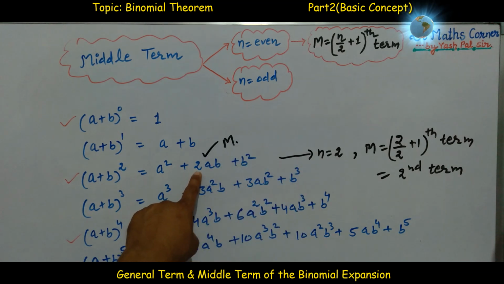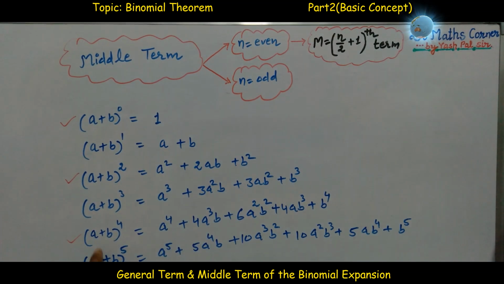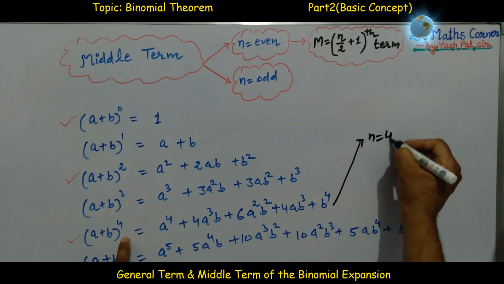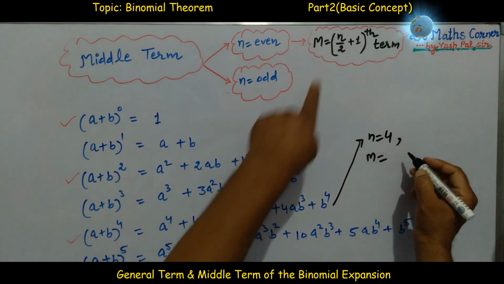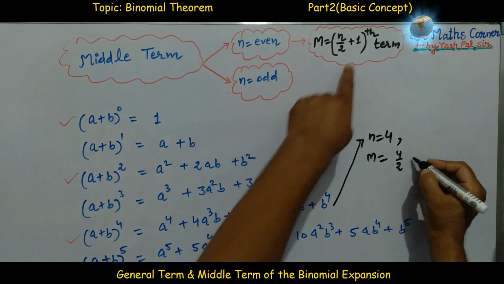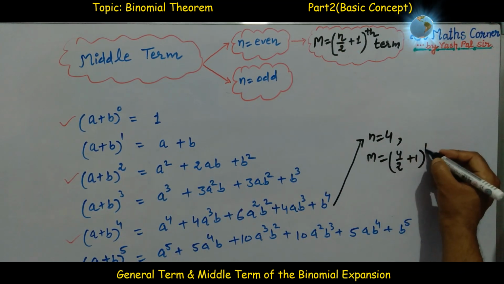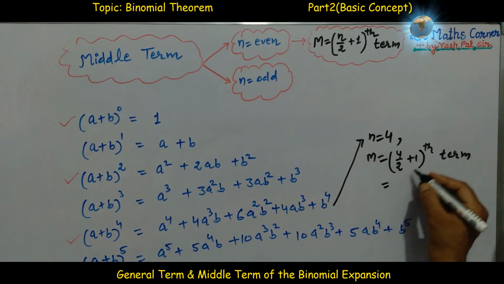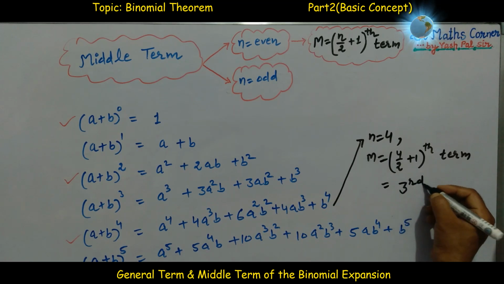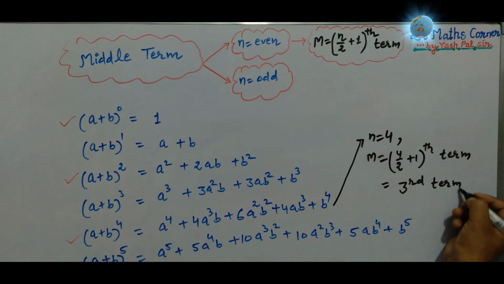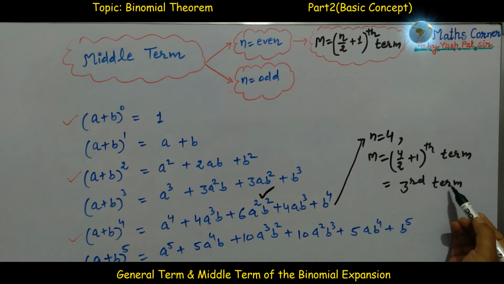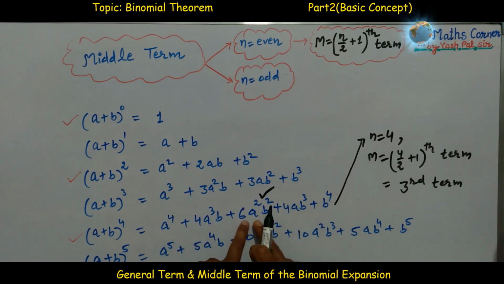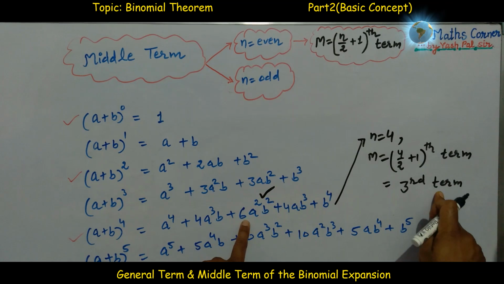Right? Now let us check for this. Here n is equal to 4. So the middle term will be the (4/2 + 1)th term, that is 4/2 which means 2, plus 1. This is the third term. What is the third term? So this way, third term: 1, 2, 3, 4, 5. Out of 5 terms, the third term is the middle term, right?